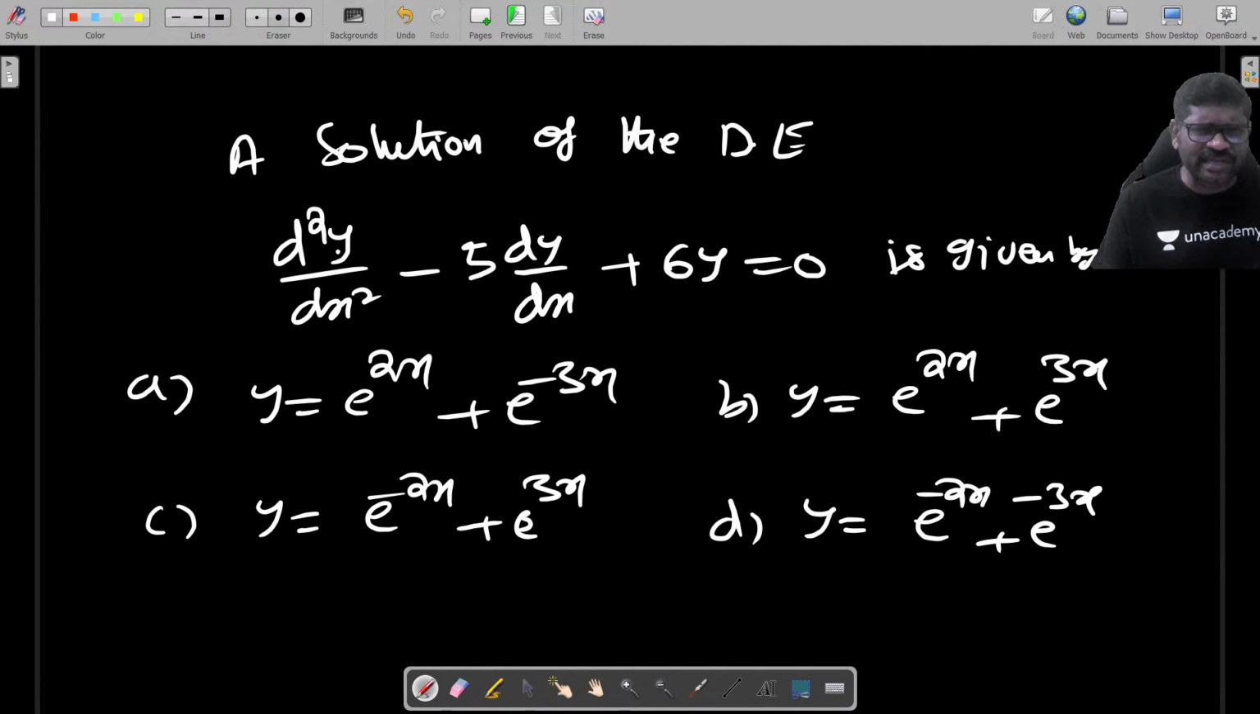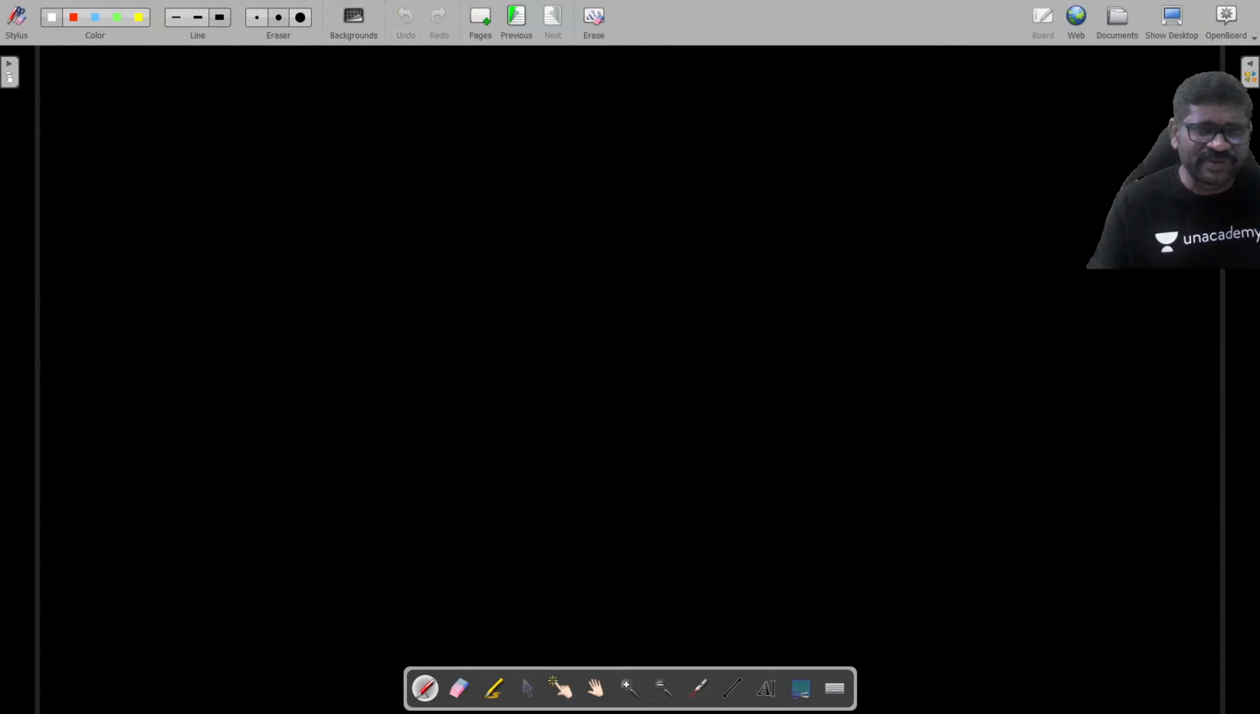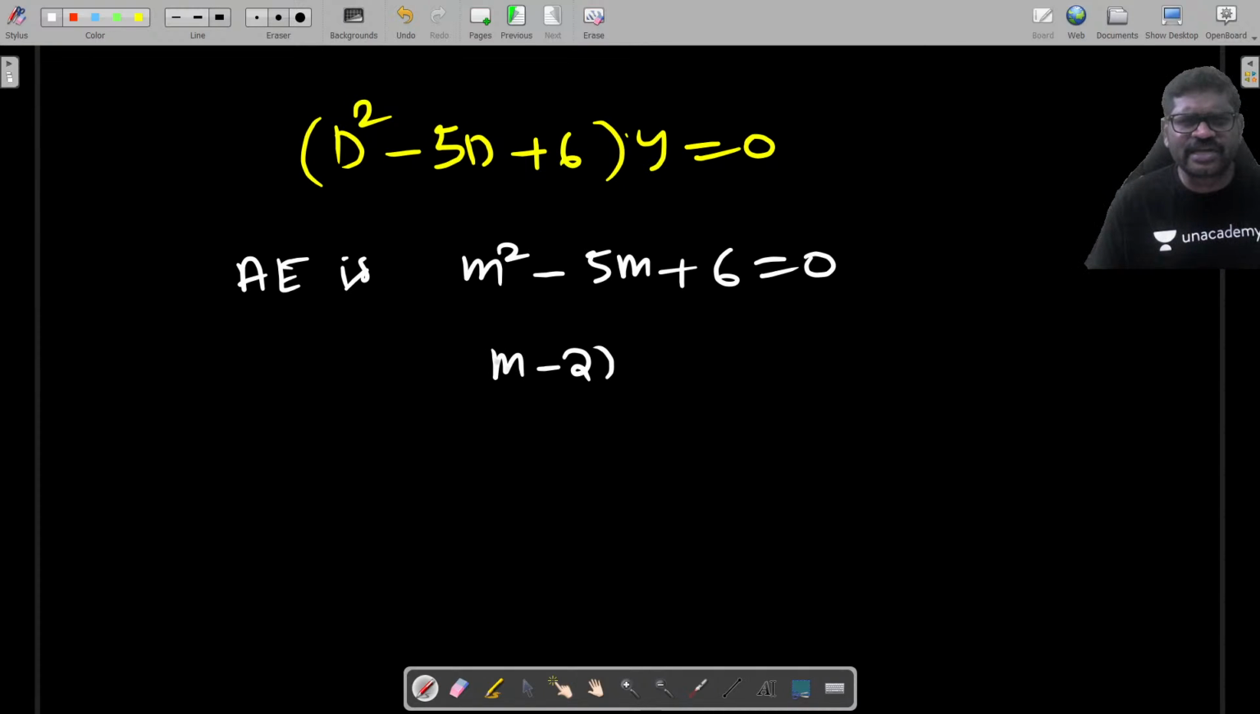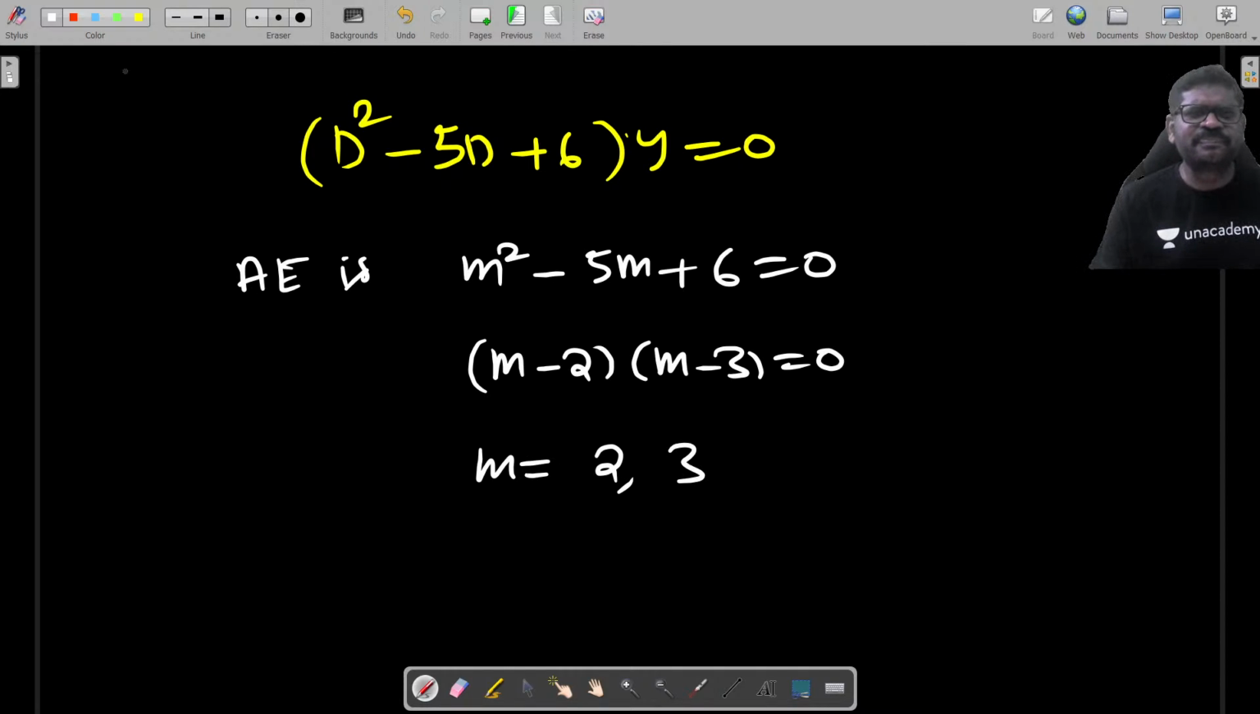d square y by dx square minus 5 into dy by dx plus 6y equal to 0. This can be written as d square minus 5d plus 6 of y equal to 0. The auxiliary equation is m square minus 5m plus 6 equal to 0, m minus 2 into m minus 3 equal to 0, m is equal to 2, 3.